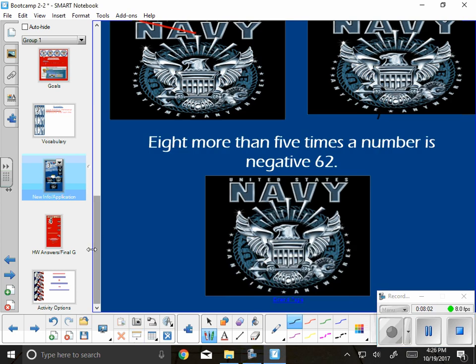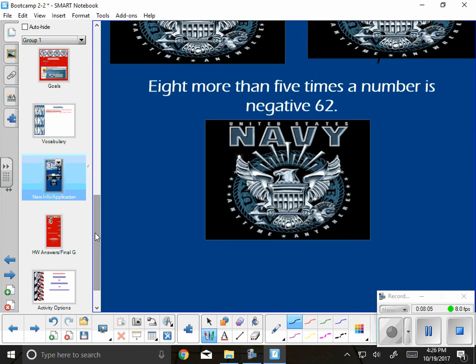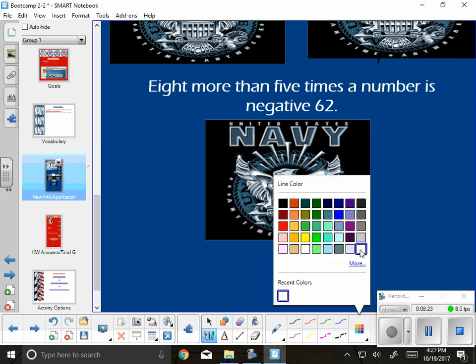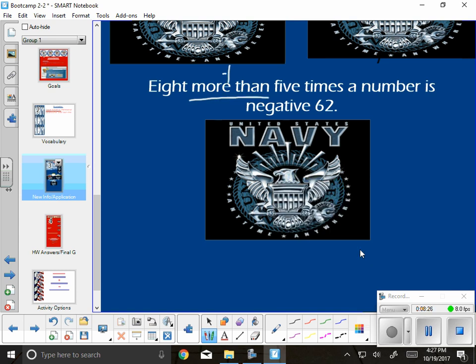So we're going to move on to our last example, which is a little bit different than what we've been working with. So this one says 8 more than 5 times a number is negative 62. So remember from our previous chapter that when we were doing this, there's a few things that we need to remember. So when we see more than, what are we doing with this? There's adding involved. And then when we see is, that means that it's going to be equal. So we have 8 more than 5 times a number is negative 62.